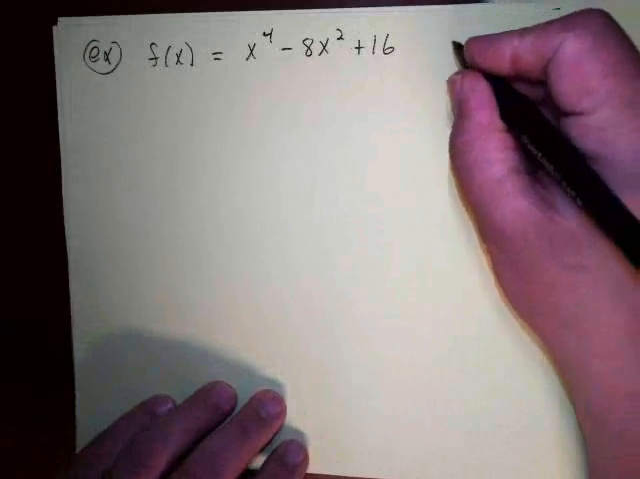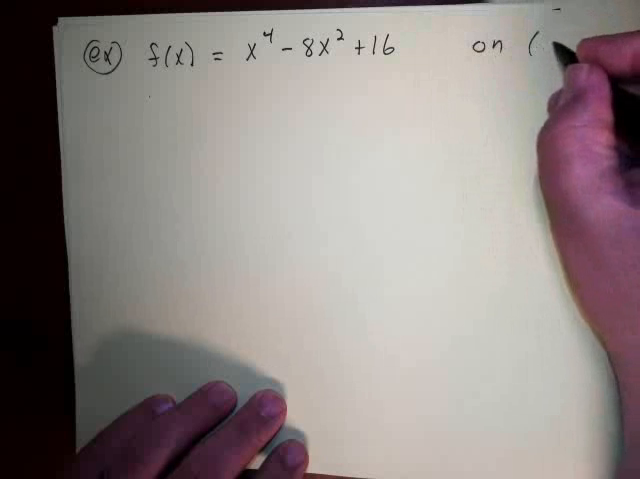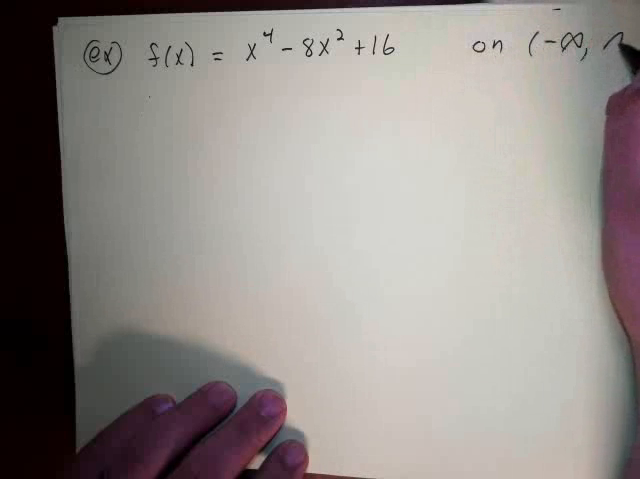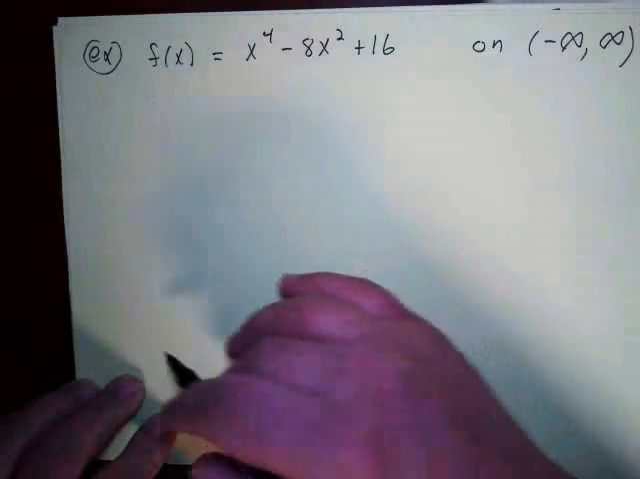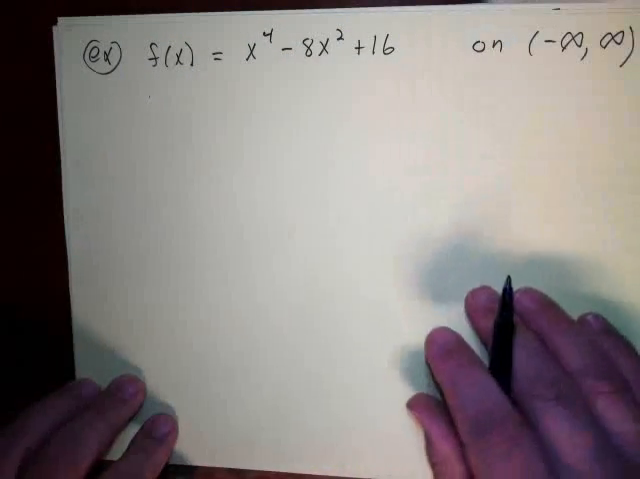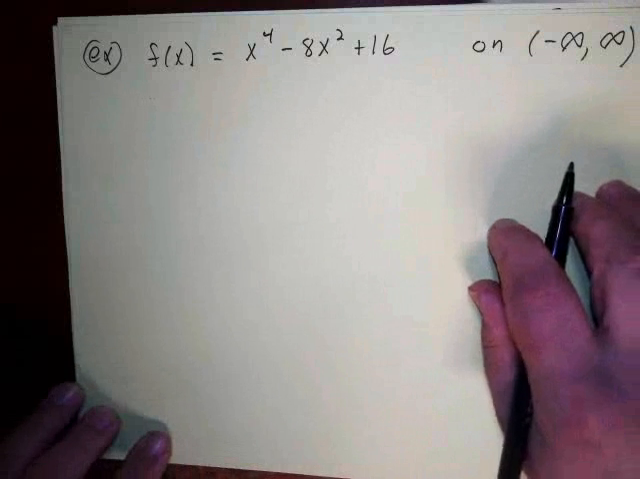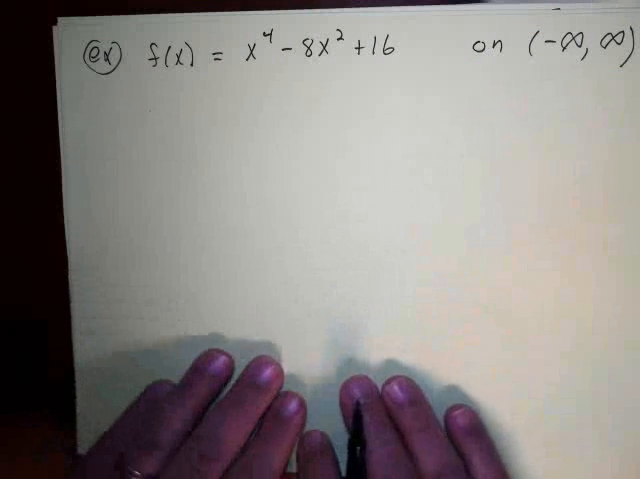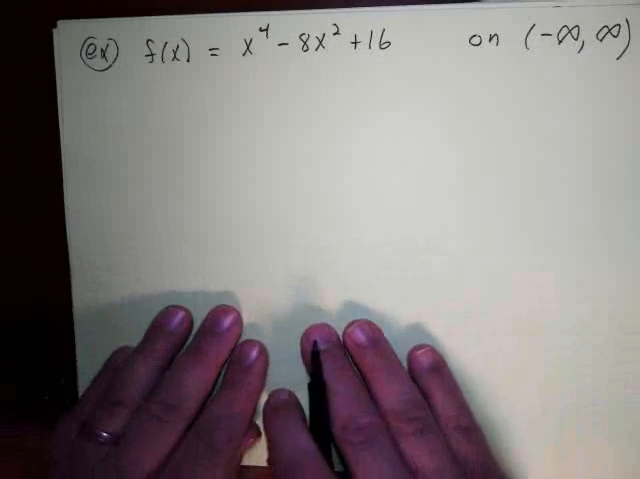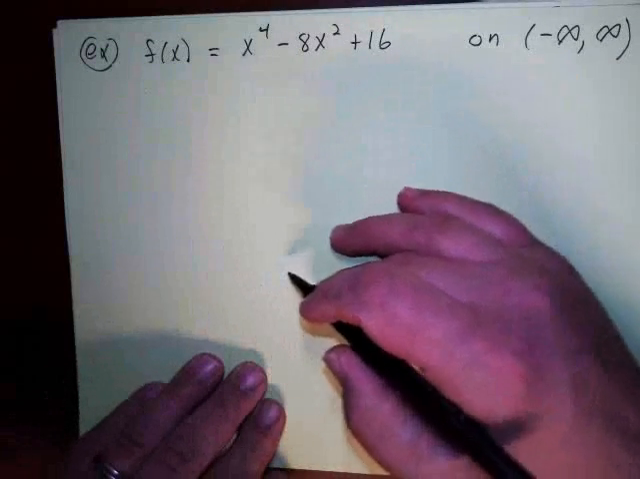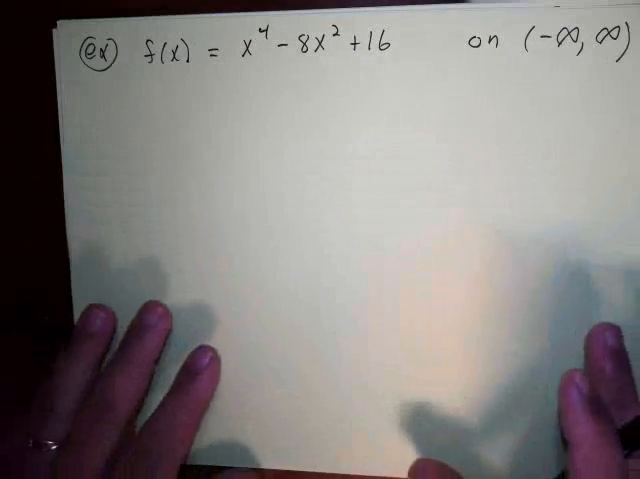Okay, so for any polynomial, the domain here is negative infinity to infinity. Okay, and polynomials are really nice. They have smooth behavior. It's differentiable everywhere. So if you remember, if there is a relative min or max, they're going to occur at the critical points.